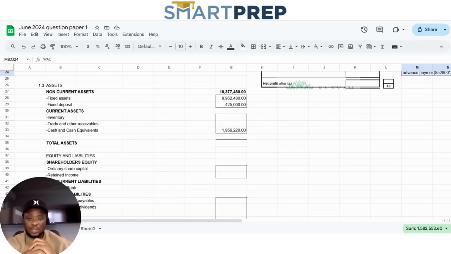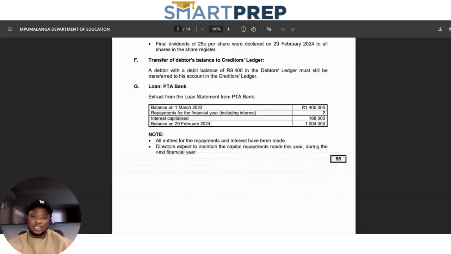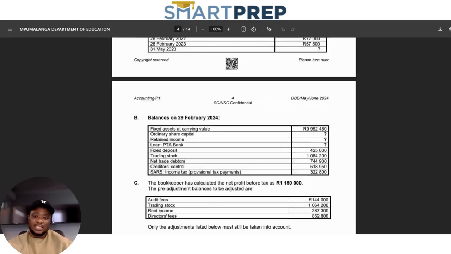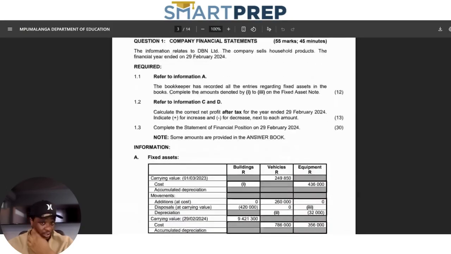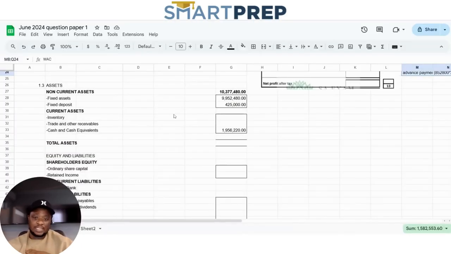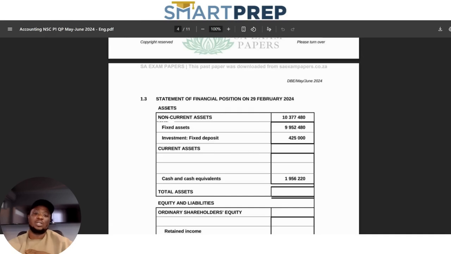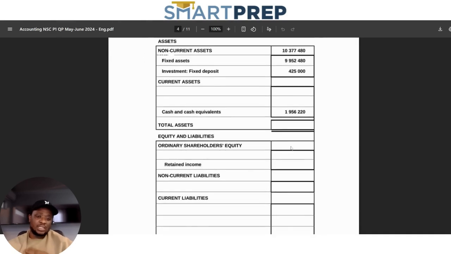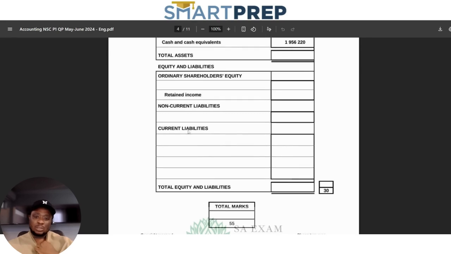All right, without wasting any more time, let's get into this question. The question basically is we need to complete the statement of financial position. It says that there are some amounts provided already in the answer book. This is how it looks. You can see in the answer book that you have some amounts in the asset section, but no amounts in the equity and liabilities section. So let's get straight into it.